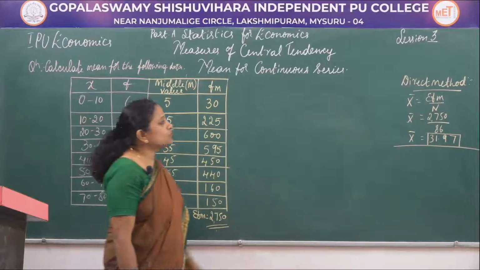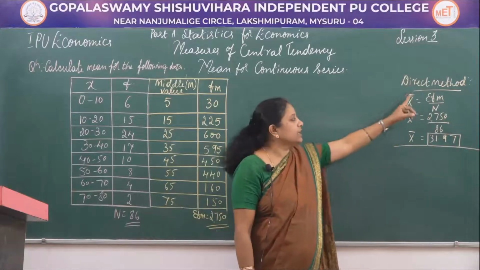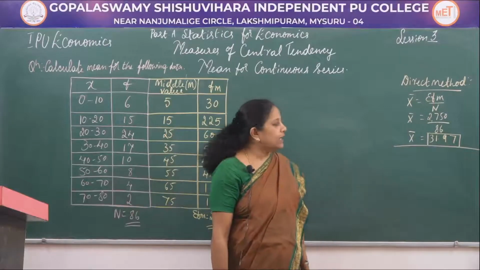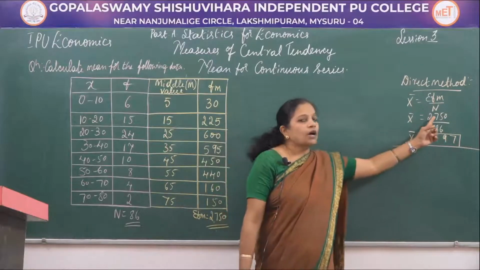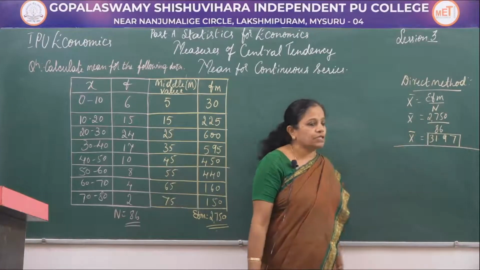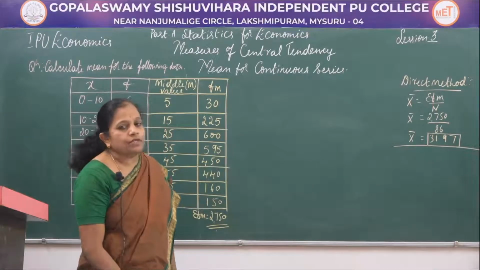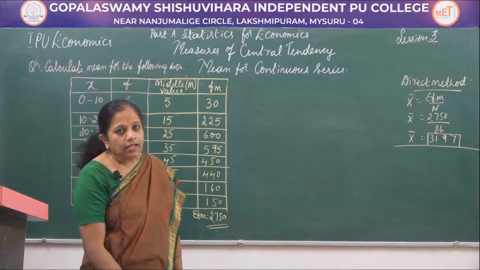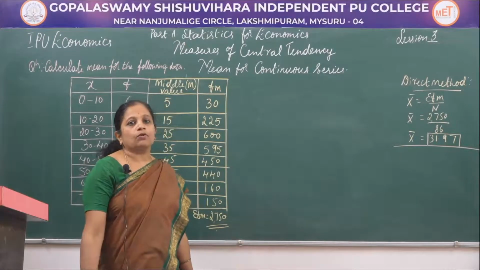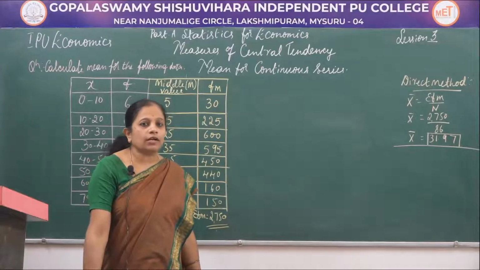Now let us move towards the calculation of the mean through the direct method. The formula is x bar equals sigma Fm by N, that is x bar equals 2750, sigma Fm, divided by N, that is 86. So 2750 divided by 86 is 31.97.